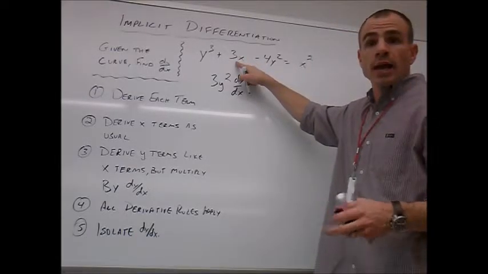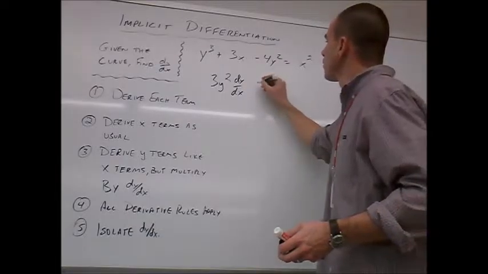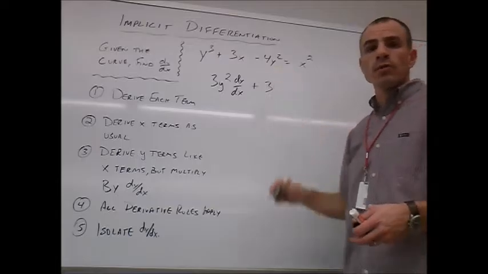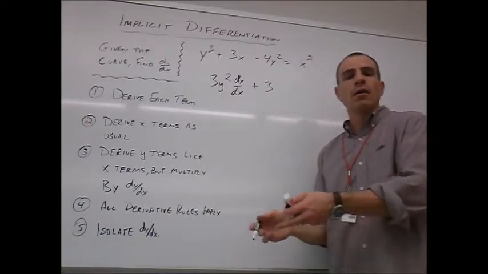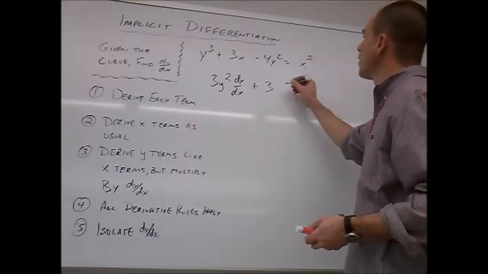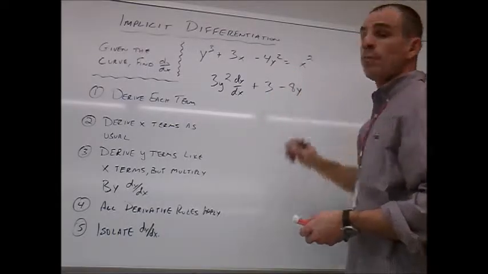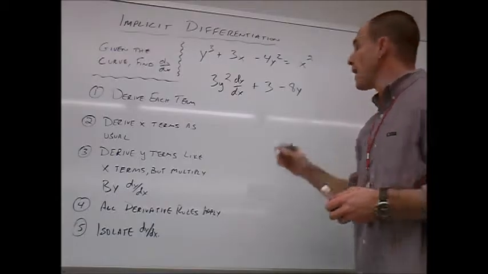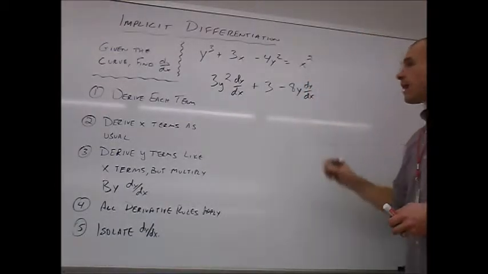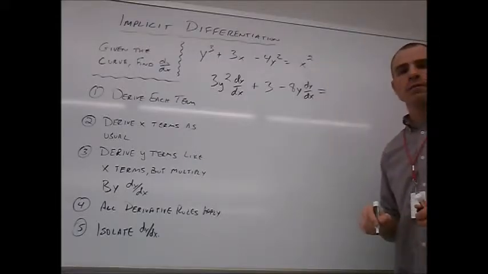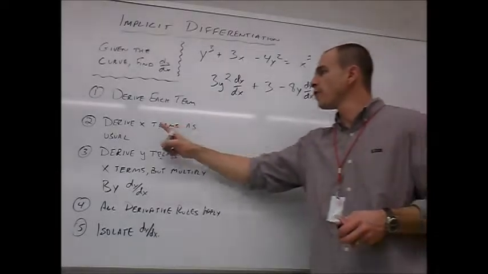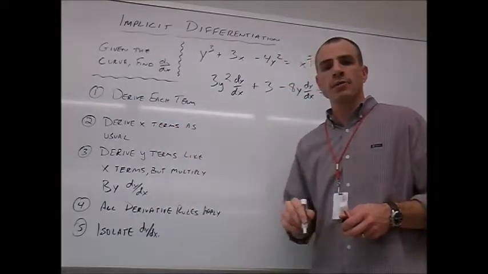Next term, 3x. That's an easy derivative, plus 3. Okay. Term after that, minus 4y squared. Think of that like 4x squared. 4x squared's derivative? Yeah, 8x. So 4y squared will be 8y. But again, we need the dy dx. Okay? And then that's equal to, over on the other side, we have the derivative of x squared, which will be 2x.